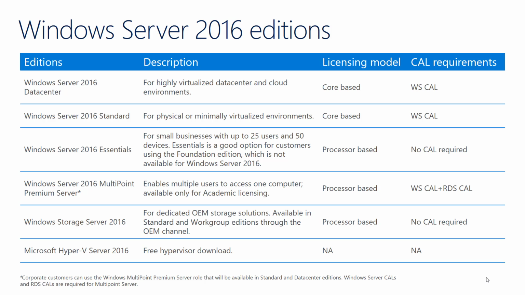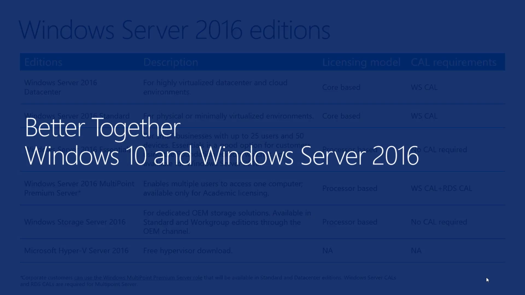Now, with both of these, they are still CAL based in terms of per user licensing or per device licensing. And then for Essentials, as mentioned, it's limited to 25 users and 50 devices. And for people who may have been on Foundation Edition in the past and are looking to upgrade to something different with a bit more capability, then Essentials might fit the bill for them. I won't go through the other options. These aren't ones that we sold directly through the OEM channel, but just highlighting that there are various editions of Server 2016 available.